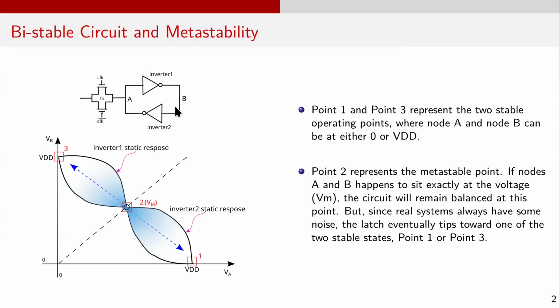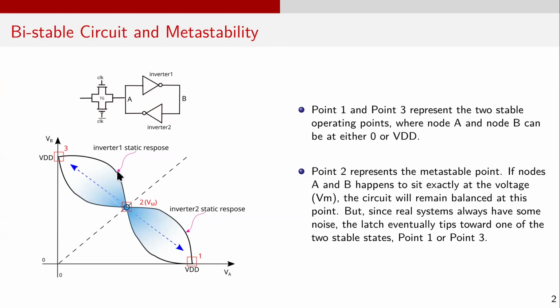Because of this feedback, the circuit exhibits bistability and it naturally settles into one of the two stable states, logic 0 or logic 1. If the input node A of the latch is forced to logic 0, the first inverter outputs a 1, which in turn drives the second inverter to output a 0. This reinforces the initial condition, locking the latch into the 0 state. Similarly, if the input node A is forced to logic 1, the feedback stabilizes the latch into the logic 1 state.